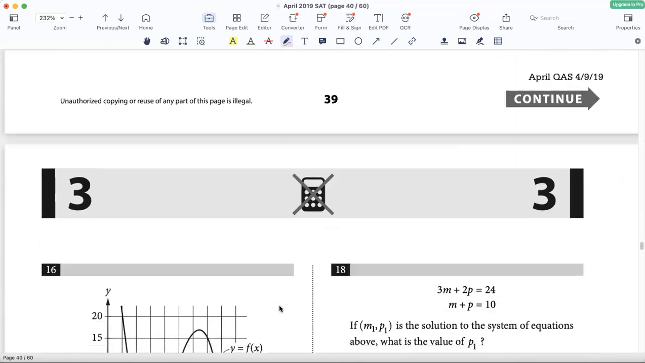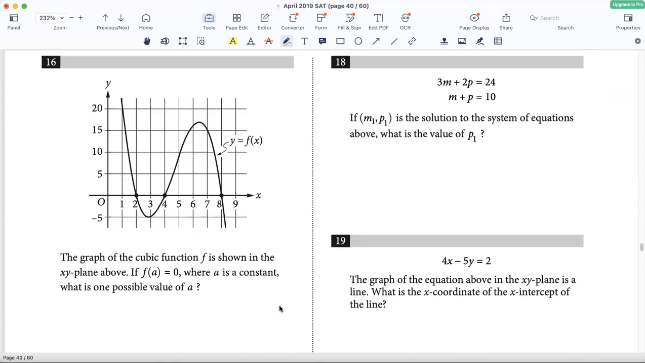Okay, let's do the grid-in questions now. The graph of the cubic function f is shown in the xy plane above. If f of a is 0, where a is a constant, what is one possible value of a? So the function is 0 when x is 2, x is 4, and x is 8. So a can be 2, 4, or 8.